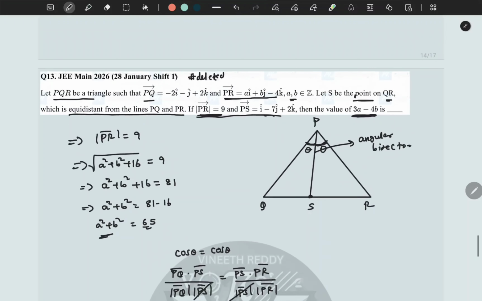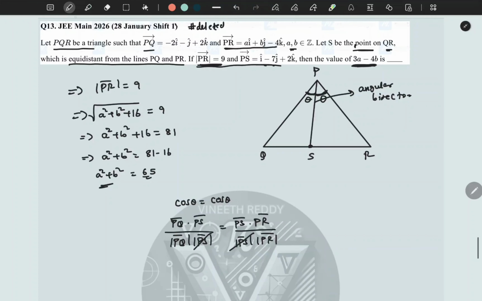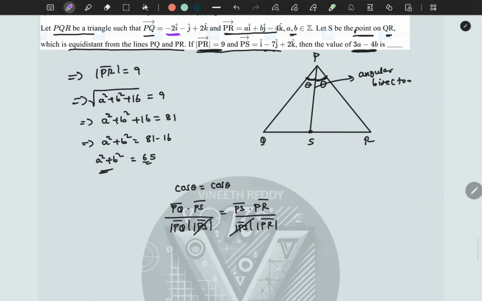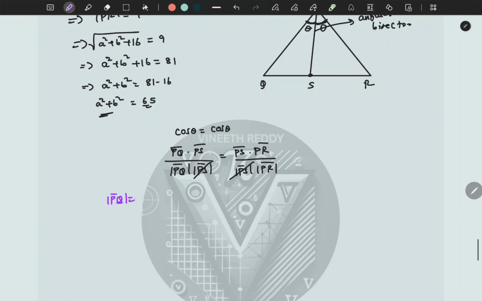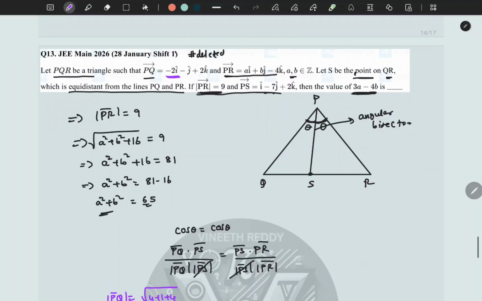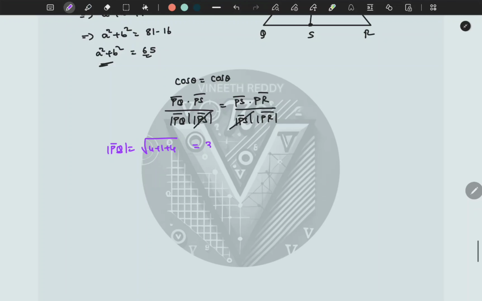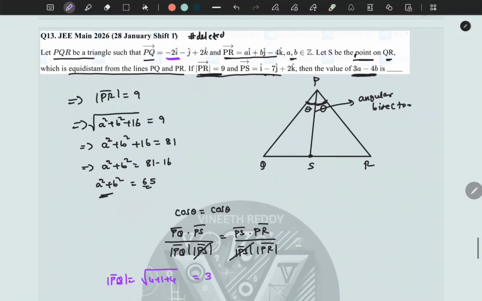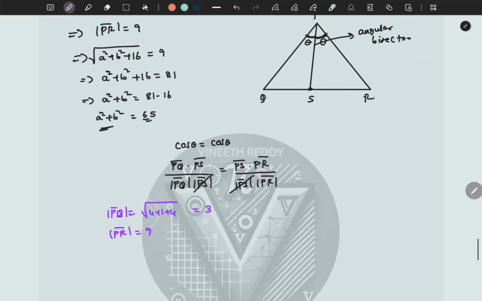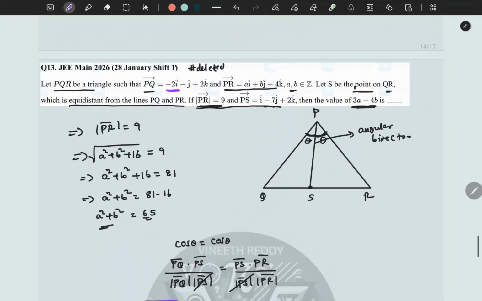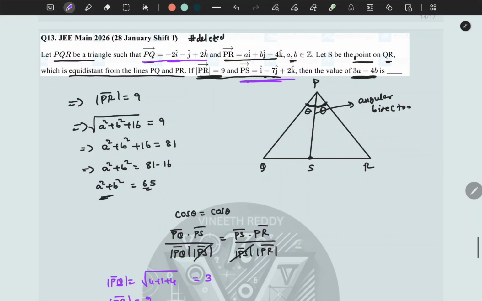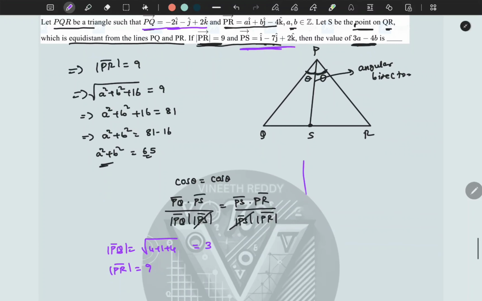This and this get cancelled. And what is the length of PQ? We can easily find it from here. Mod PQ will be under root of 2 square is 4 plus 1 plus 4, so this is root 9, which is 3. Mod PR is 9. Let me write that down also. Mod PQ and mod PR are known. Now, what is PQ dot PS? So from here, what will PQ dot PS be, dear students? Let me write it down here.